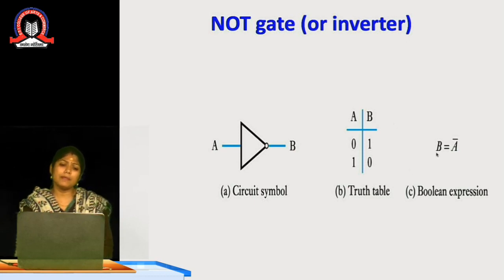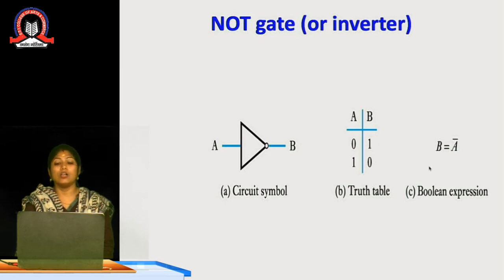The symbolic representation is this, A and B. B is the output, A is the input. And this circle is called a bubble. Bubble means basically we are inverting the bits. In any symbol, when there is a bubble, it means we are inverting the bit. So this is the respective output. 0 output will be 1 and 1 output will be 0.